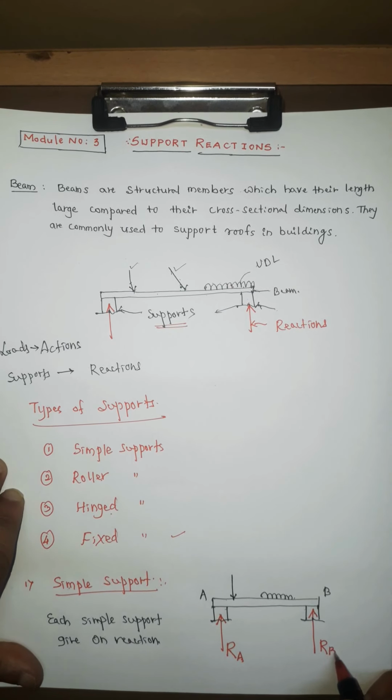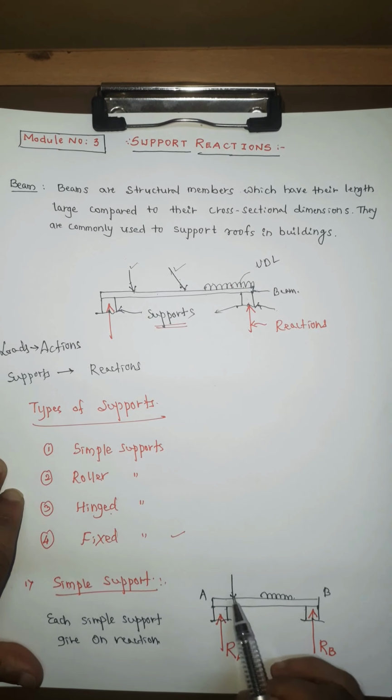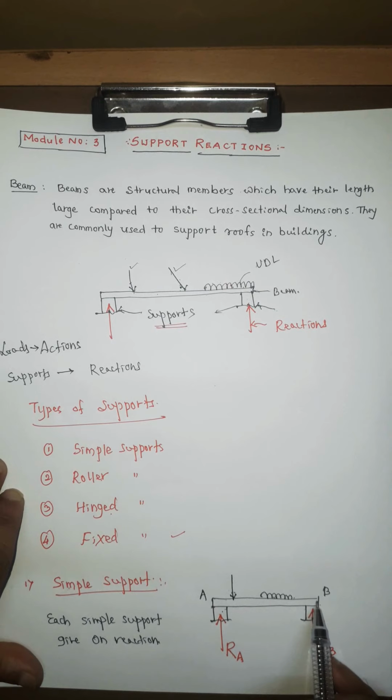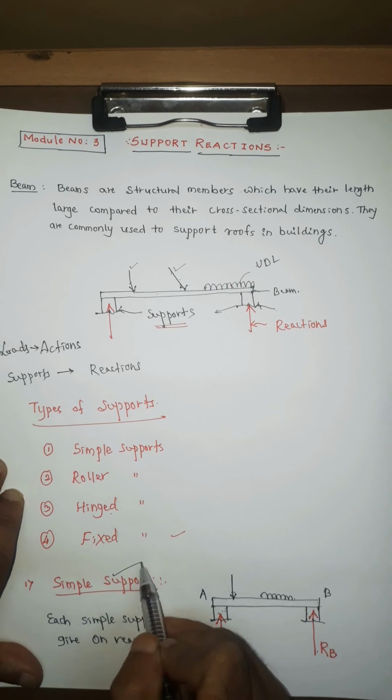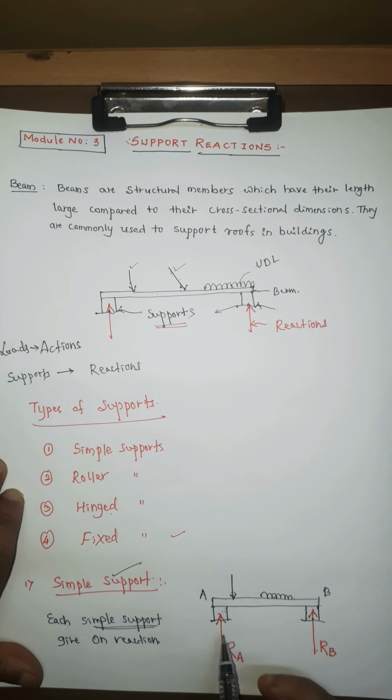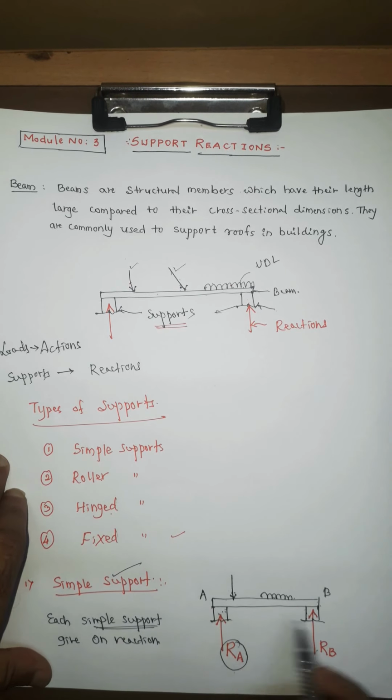This is reaction RB. Because of these actions, these loads are called actions, and because of the reactions RA and RB given by these two supports, this beam will be in equilibrium condition or in stable condition. So these supports are called simple supports. And remember, each simple support will give one reaction. There are two simple supports, meaning two vertical reactions will be there.